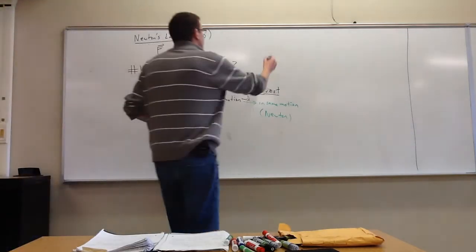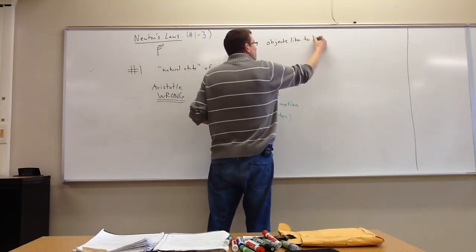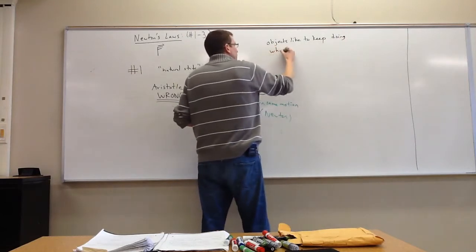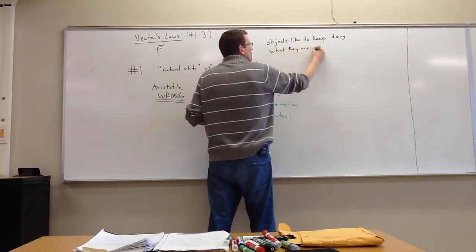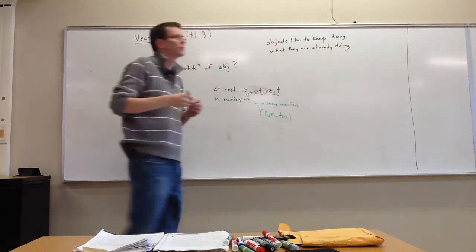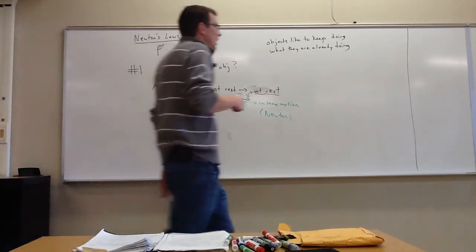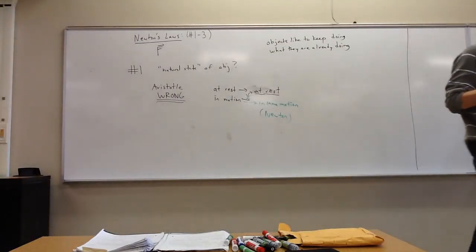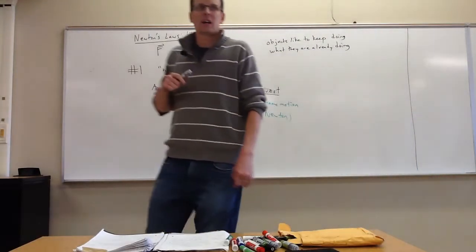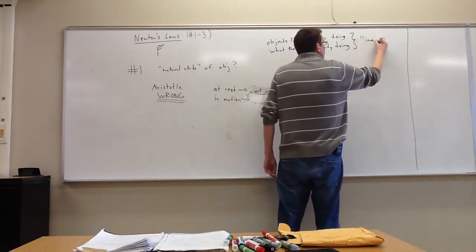So that's the essence. Objects like to keep doing what they are already doing. That's their preference. They don't have any preference for rest. They don't have any preference for motion. They simply have a preference for doing a moment later what they were doing a moment before. Okay? This concept gets a name. It's called inertia.